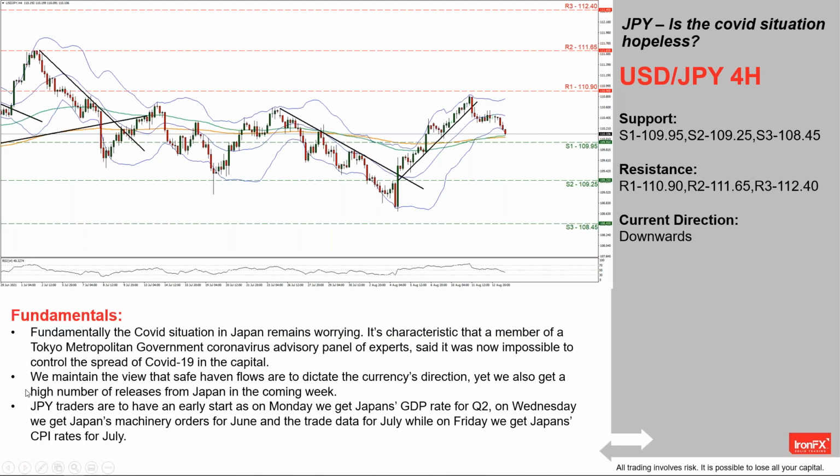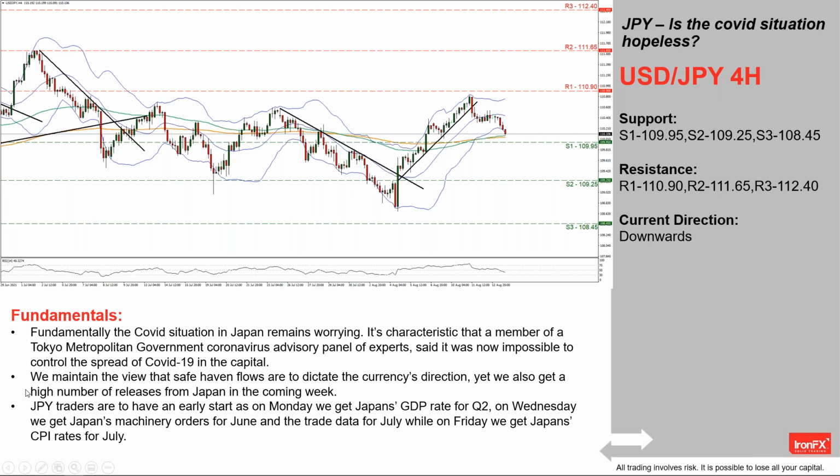Moving now to JPY's fundamentals, JPY seems about to end the week stronger against the USD, but also slightly bullish tendencies are displayed against the common currency and the pound. Fundamentally, the COVID situation in Japan remains worrying. It's characteristic that a member of a Tokyo metropolitan government coronavirus advisory panel of experts said it was now impossible to control the spread of COVID-19 in the capital.